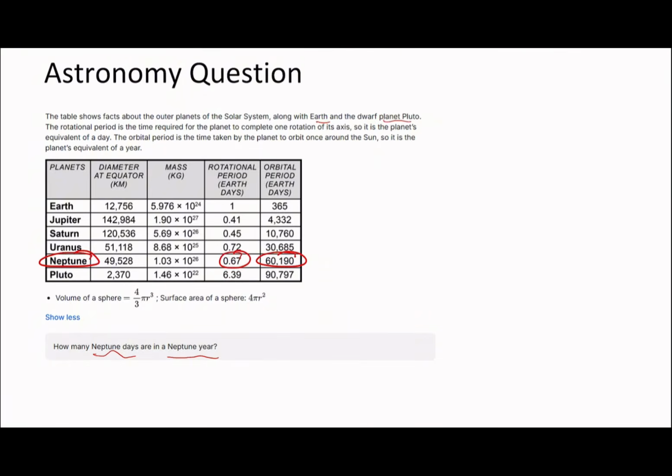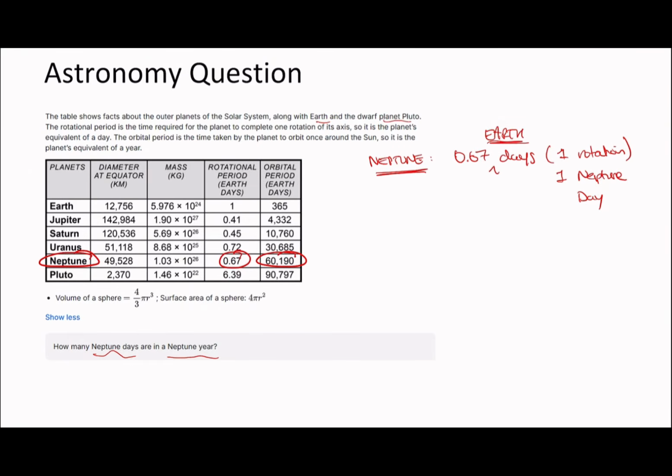Okay, so therefore we know that for Neptune, the rotational period is 0.67 days. Okay, and this is all relative to Earth, to complete one rotation. So that's going around once, which is basically equivalent to a day. But I can't call it a day because it's equivalent to one Neptune day. So it's equivalent to one Neptune day, but that's equivalent to 0.67 Earth days. I just haven't written Earth here. I could write Earth here to clarify things.